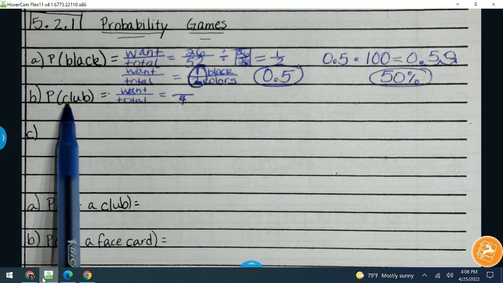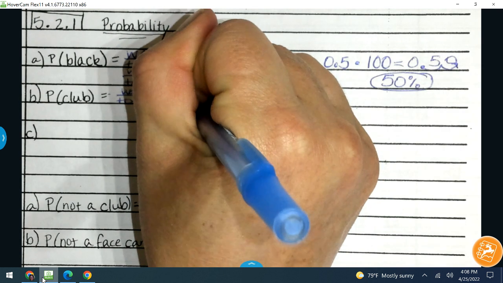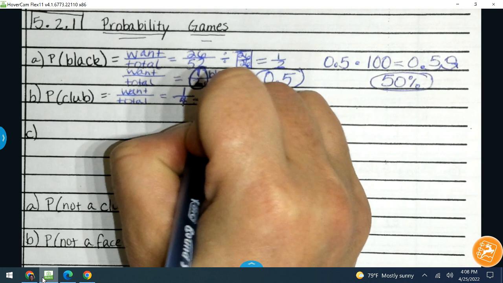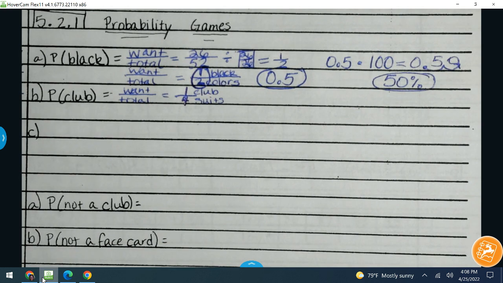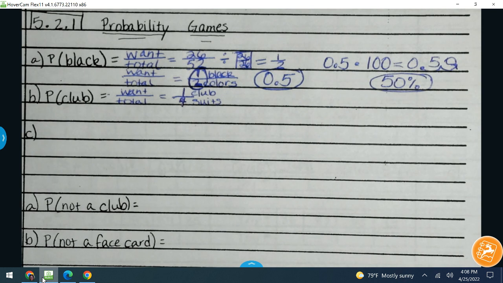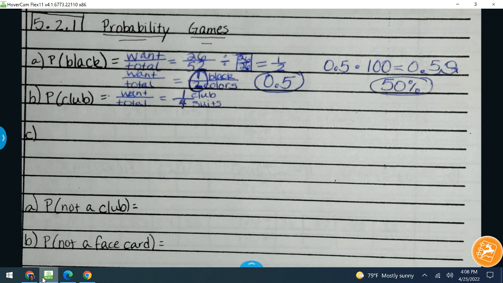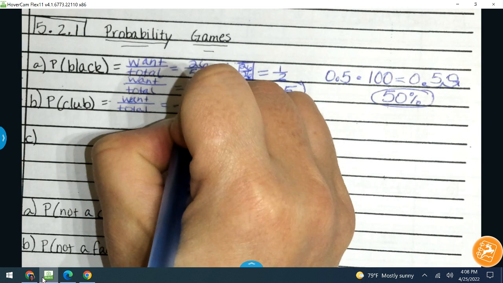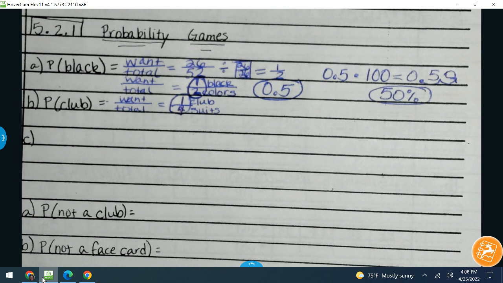But of those 4 suits, how many of them are a club? Just 1. 4 suits, 1 club. So my probability of getting a club is 1 out of 4. If I had done it with the whole deck, I would still have to divide by a giant 1. No, thank you. I'd rather not. If I can get there without having to divide big numbers, I'm all about that.